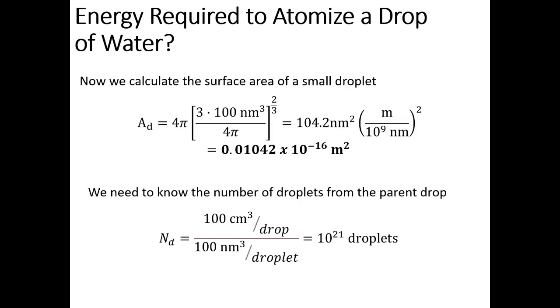All right, and then we now, what is this? We calculate the surface area of the small droplet. And obviously it's very small, 10^-16 meters squared. But now we have to know the total, the collective surface area, because we're breaking it into many droplets. We find out we have 10^21 droplets. So how do we find the total energy? We just simply multiply the number of droplets by the surface.